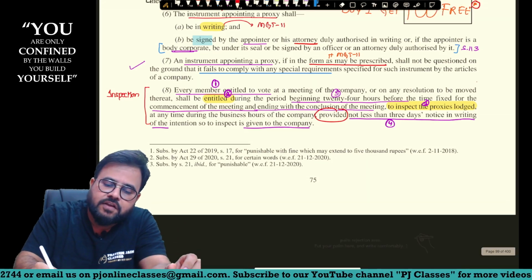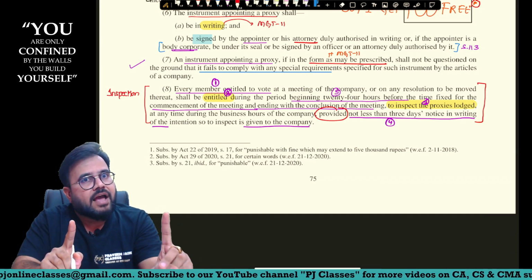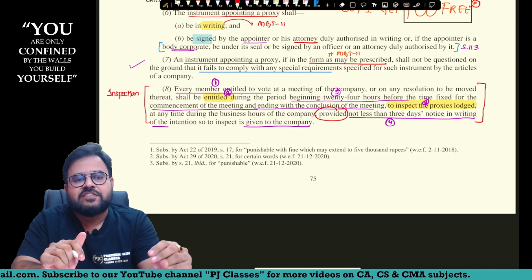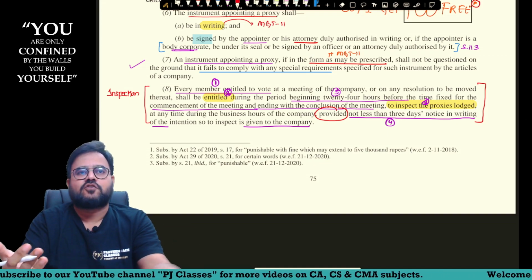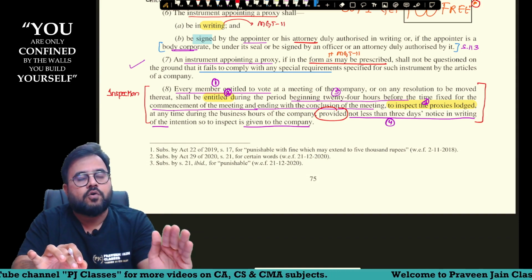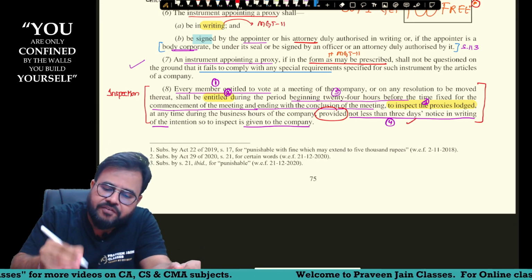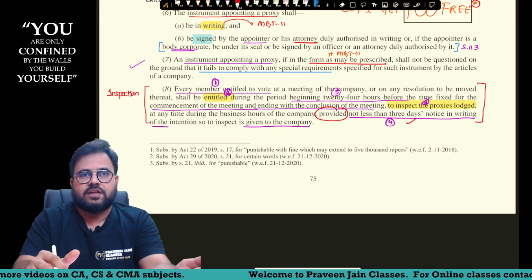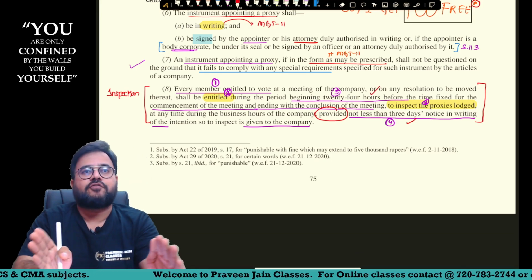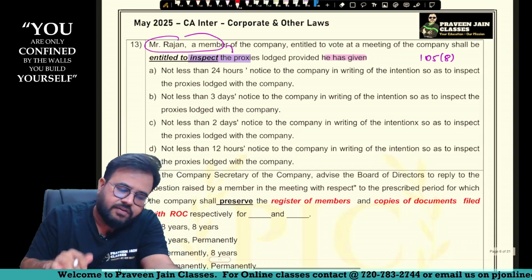So in other words, in subsection 8 there are two things you have to understand. One, you have the right of inspection, but if you want to exercise this right, you just cannot come into the meeting and say, show me the register, show me the proxy forms. Not allowed, sir. To exercise this right, you have to give prior notice to the company, and that prior notice should be given 3 days before the commencement of the meeting, sir. And you can start doing the inspection 24 hours before the start of the meeting till the conclusion of the meeting. Now let us see what they are talking about, sir.